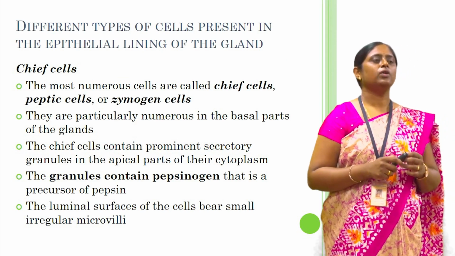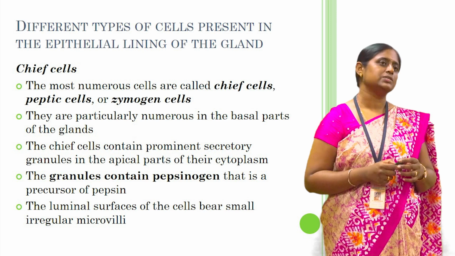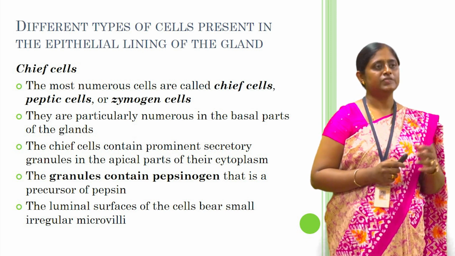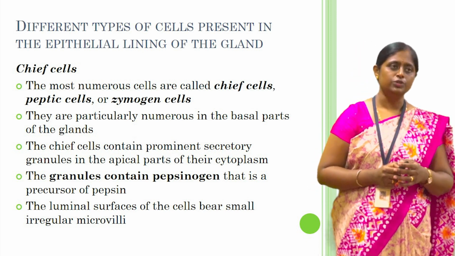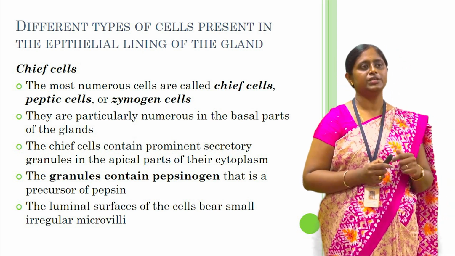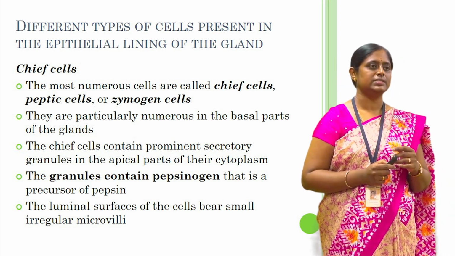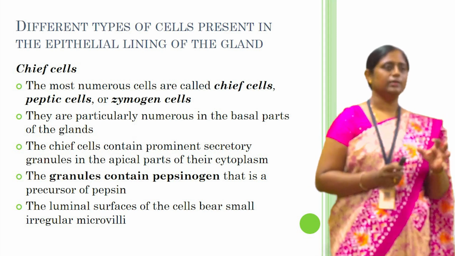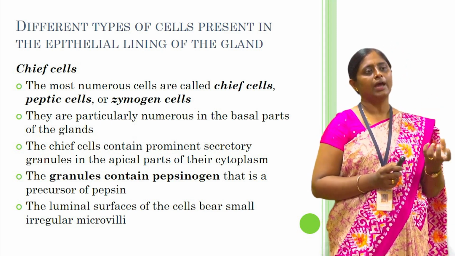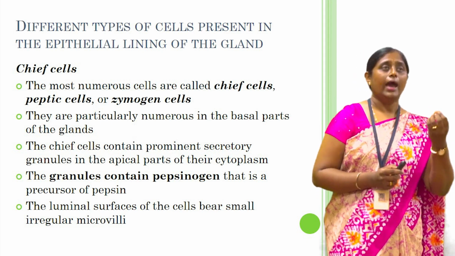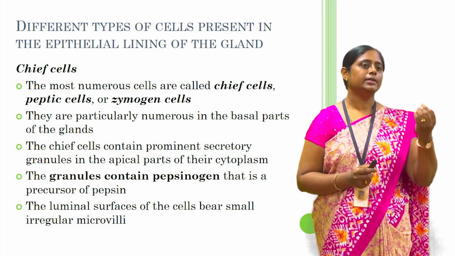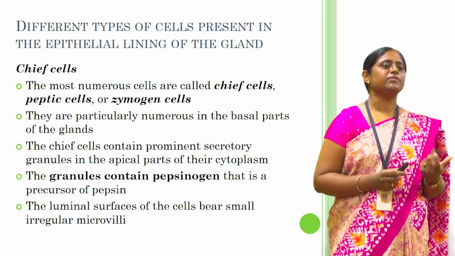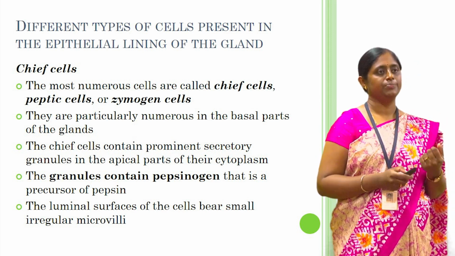Apart from the glands, we can also discuss the different types of cells present in this epithelial lining, out of which chief cells are one. The most numerous cells present, we call the chief cells, peptic cells or zymogen cells. They are particularly numerous in basal parts of the glands. They possess secretory granules in the apical parts of the cytoplasm. These granules consist of pepsinogen, which is the main precursor molecule for pepsin, and the luminal surface of the cells bears small irregular shaped microvilli.